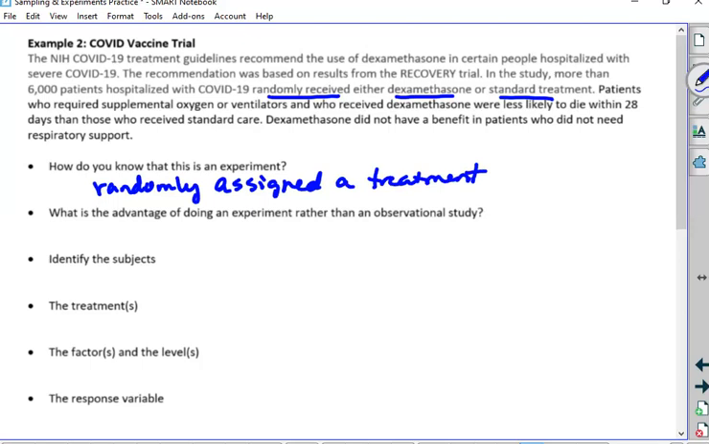What's the advantage of doing an experiment rather than an observational study? What can we infer from an experiment that we can't from an observational study? Cause and effect. Cause and effect can be determined. Which means in an observational study, they would not be able to say whether or not the medicine was more effective than no medicine at all with an observational study, but you can with an experiment.